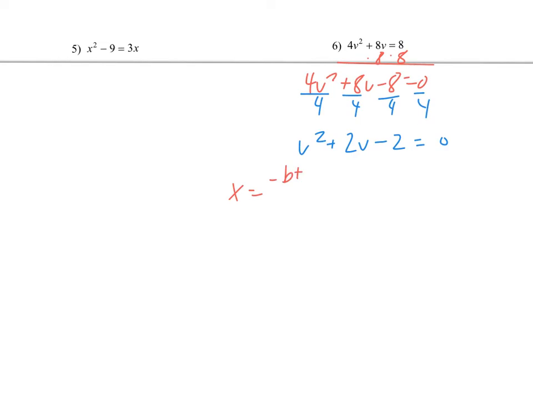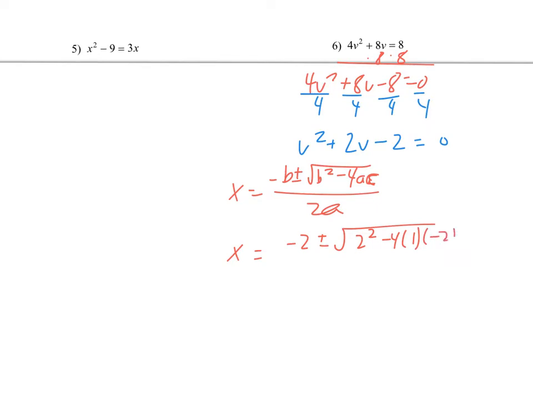Again, x equals negative b plus or minus the square root of b squared minus 4ac all over 2a. That's a c right there. Okay, so I have a negative 2 here plus or minus the square root of 2 squared, as b is 2, minus 4 times a is 1, c is negative 2, all over 2 times 1.